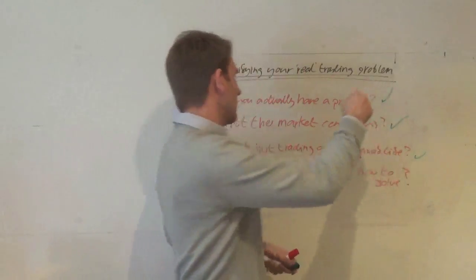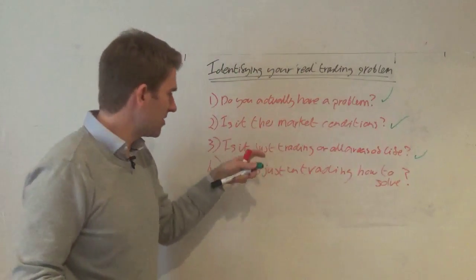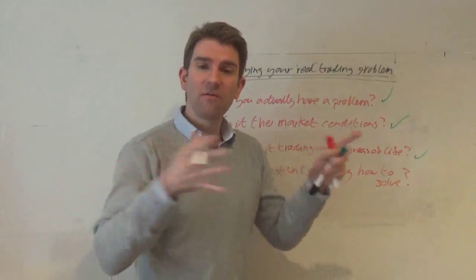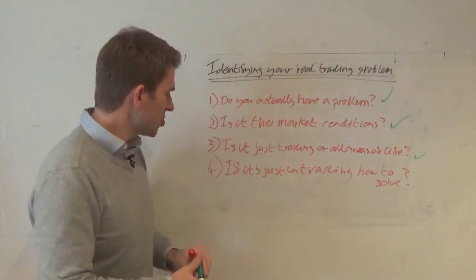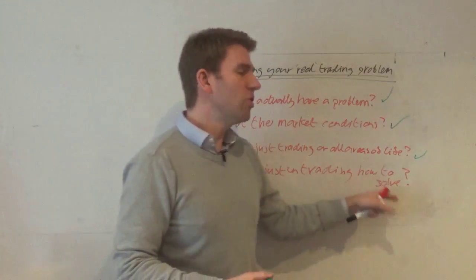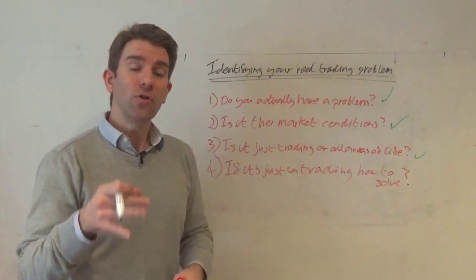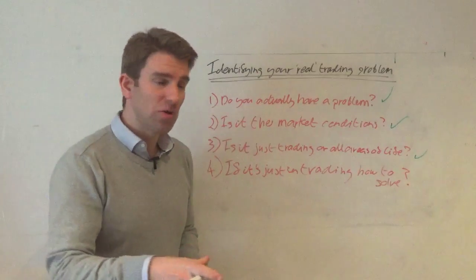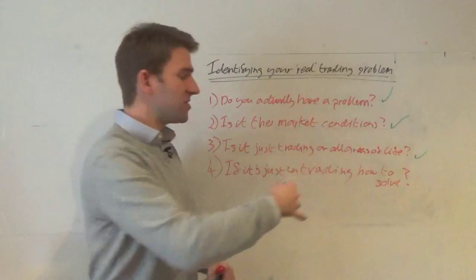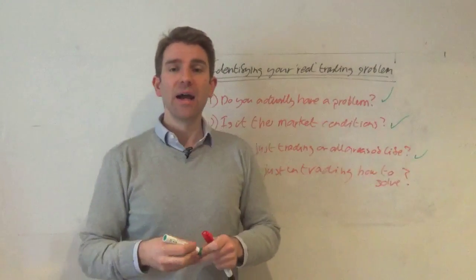So once you've done that, you've asked: have I actually got a problem? Is it the market conditions? Is it all areas of life or is it just my trading? And you say, okay, it is just my trading. You've got to work out how to solve it. The good thing is now you know that there is an issue. You know that it's none of those other things, that it's just in my trading. How do I solve it?